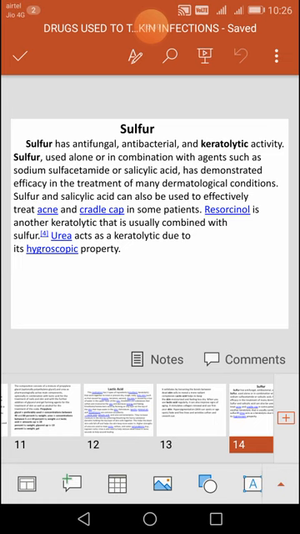Then next comes sulfur. Sulfur has antifungal, antibacterial and keratolytic activities. Sulfur is used alone or in combination with agents such as sodium sulfacetamide or salicylic acid, and it has demonstrated efficacy in the treatment of many dermatological conditions. Sulfur and salicylic acid can also be used effectively to treat acne and cradle cap in some patients. Resorcinol is another keratolytic that is usually combined with sulfur. Urea acts as a keratolytic due to its hygroscopic property.